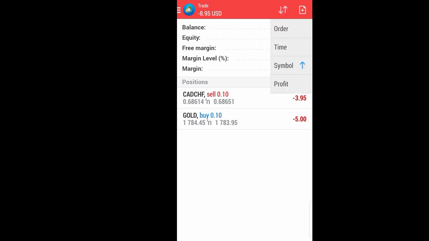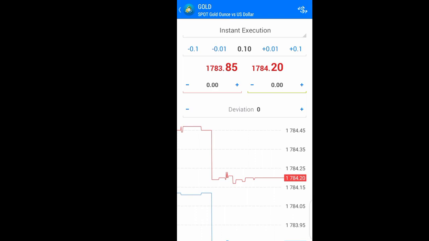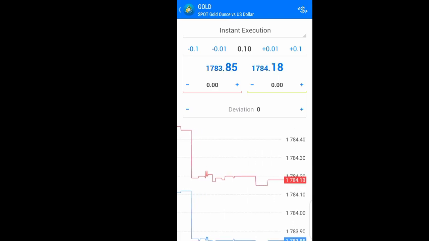You can order it by symbol. You can also order it by profit, so the ones that are higher will come up. So you can use any of the orders to arrange your trade. If you want to still add more trades to your trade, you can add more trades from here and select any trade that you want to add.